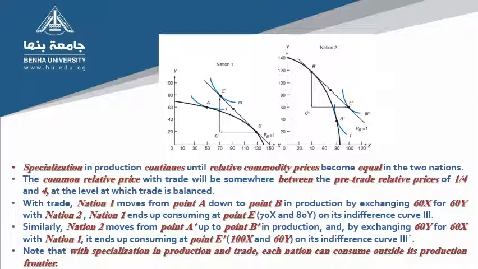Similarly, nation 2 moves from point A' up to point B' in production, and by exchanging 60Y for 60X with nation 1, it ends up consuming at point E' on its indifference curve 3'. Thus, nation 2 also gains 20X and 20Y from specialization in production and trade. Note that with specialization in production and trade, each nation can consume outside its production frontier.